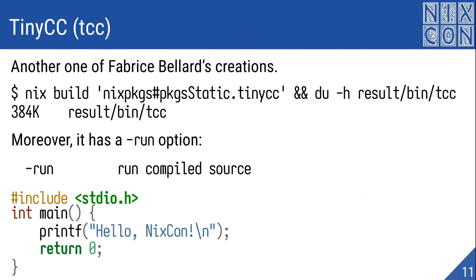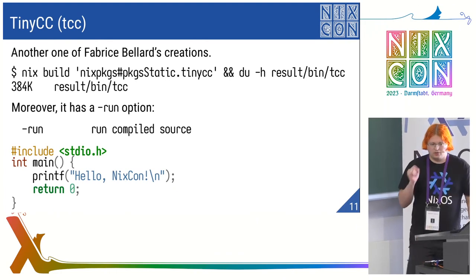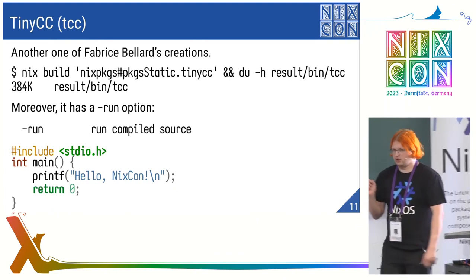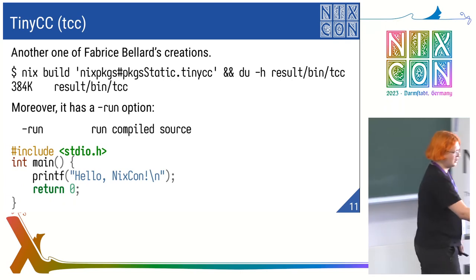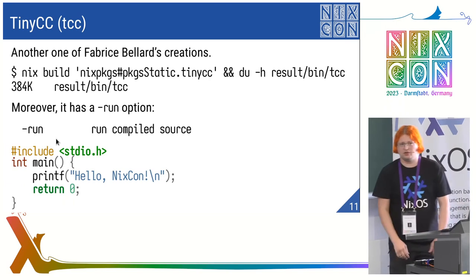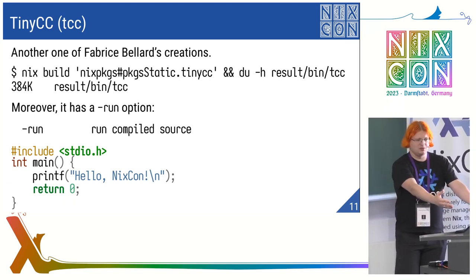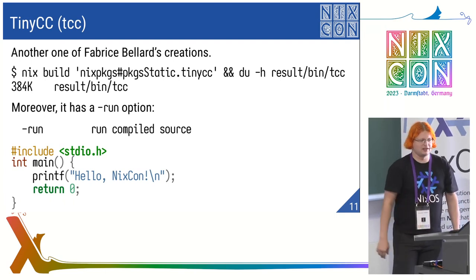TinyCC is another one of Fabrice Bellard's creations, gracing your sinful earth. It's a small C compiler. It doesn't optimize anything, basically, but it's small. It's just 400 kilobytes when built from Nix packages. Another cool thing that I knew about it is it has a dash run option. So you can do tcc dash run hello.c with this contents, and you get your greeting. And I thought, cool, I'm going to start with it, with a bit of C, and compile everything that I want.